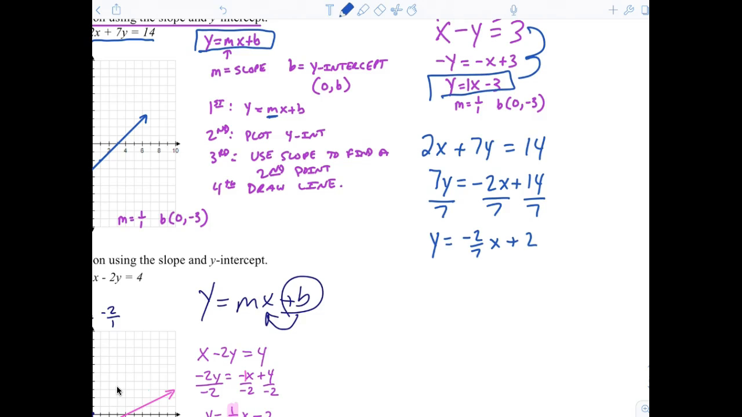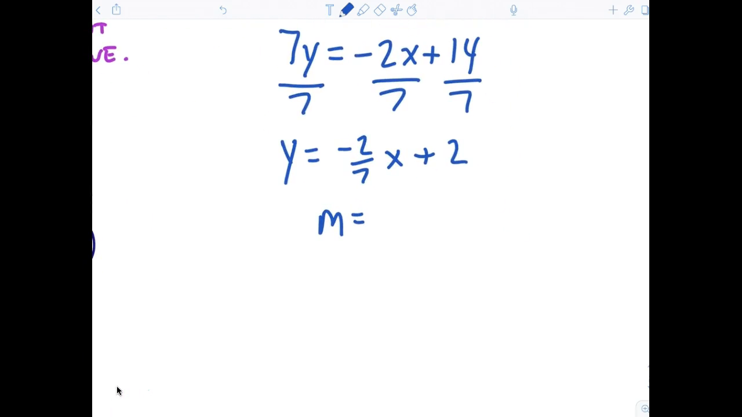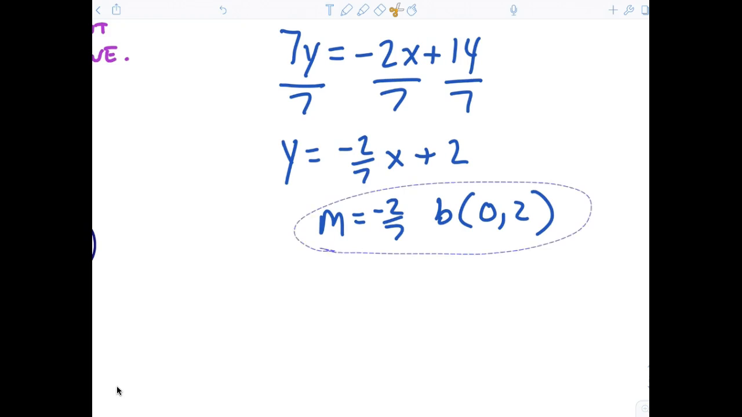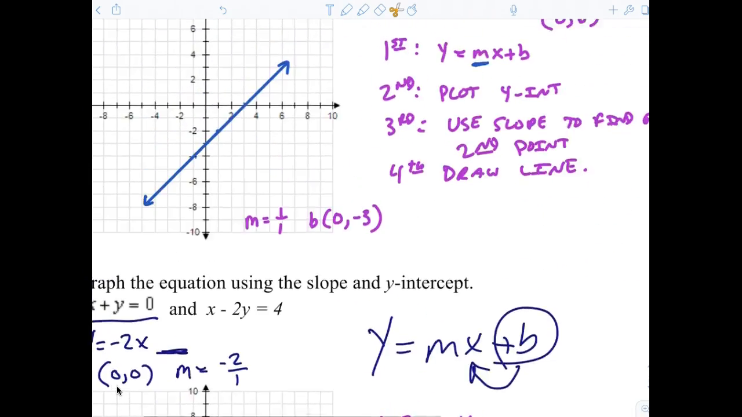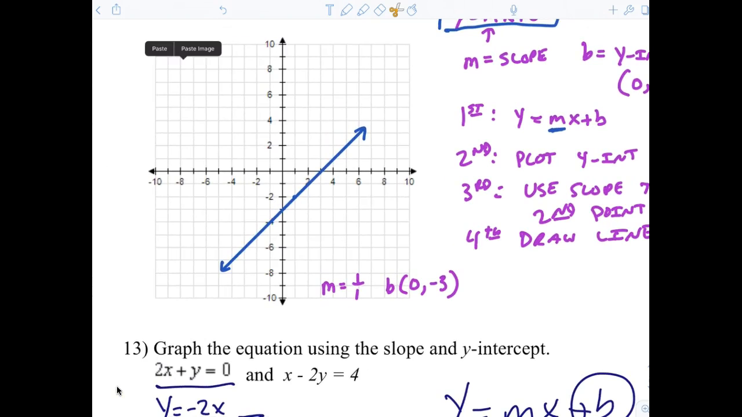Now, what is the slope? Come on, guys. What's the slope? Negative 2/7. What's the y-intercept? 2. (0, 2). You're right, it's 2. But I write (0, 2) because I want you to know it's a point, as opposed to the slope, which is a ratio. So now I'm going to copy this just so I don't lose track of it, and I'm going to graph it up here so I can see what it was.